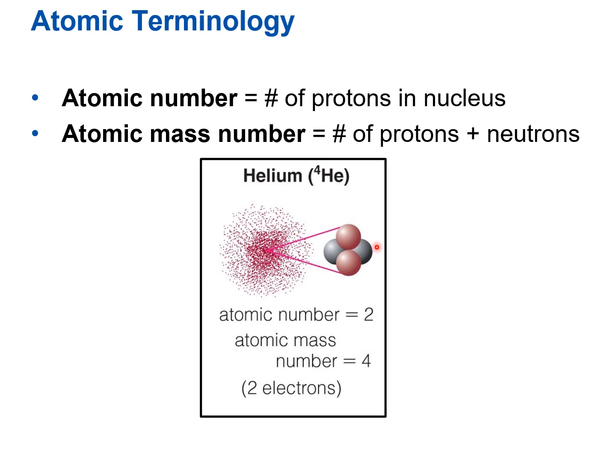By the way, it also has two electrons. Usually, not always, but usually the number of electrons is the same as the number of protons, and I'll talk about that later.